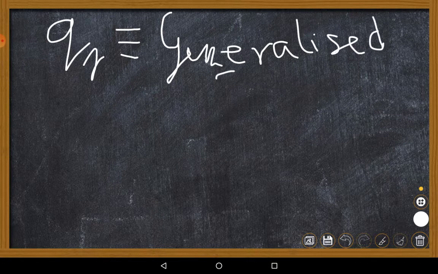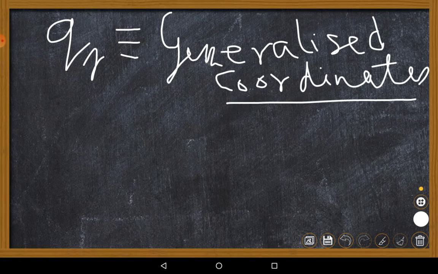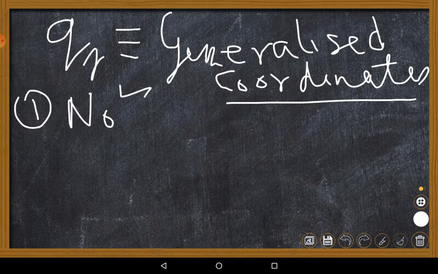Generalized coordinates. What do I mean by that? What are these generalized coordinates? What exactly do they mean? Number 1. What does this "generalized" mean? It means something general, not necessarily something particular. Without any loss of generality, it means not necessarily Cartesian. These coordinates might not be Cartesian. That is what I mean by generalized.